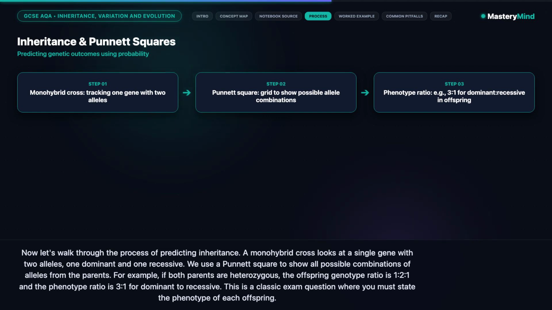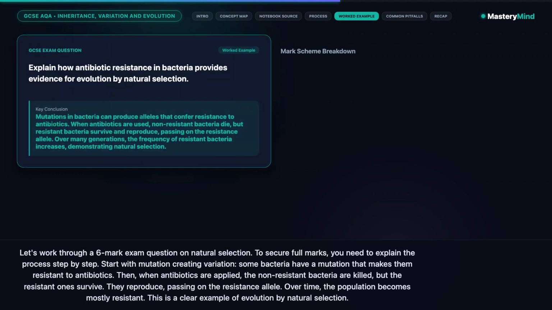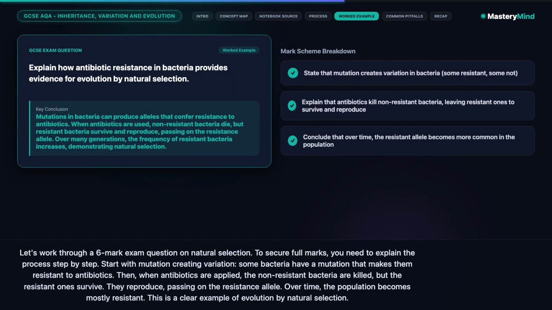Let's work through a 6-mark exam question on natural selection. To secure full marks, you need to explain the process step by step. Start with mutation creating variation. Some bacteria have a mutation that makes them resistant to antibiotics. Then, when antibiotics are applied, the non-resistant bacteria are killed, but the resistant ones survive.